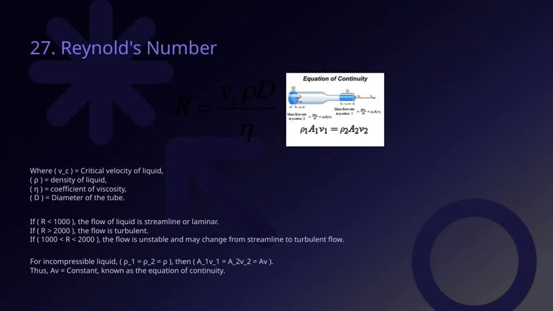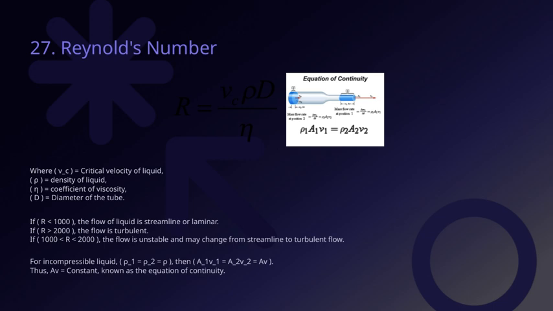In the case of an incompressible liquid, where the density ρ1 equals ρ2 and both are equal to ρ, we have the relation A1V1 equals A2V2, which we can simply write as AV equals constant. This is known as the equation of continuity, and it tells us that the product of the cross-sectional area and velocity remains constant along the flow.